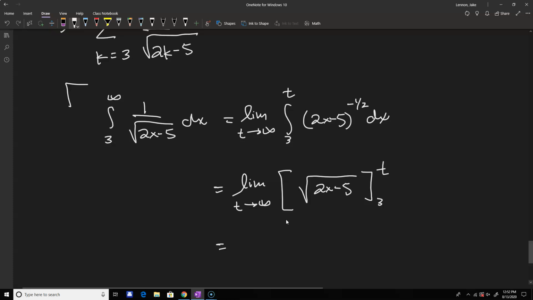So what does this evaluate to? Well, we know this is just going to infinity. It's going to basically the square root of 2t as t is going to infinity minus some finite number. So this is going to infinity. So again, by the integral test, the series diverges.